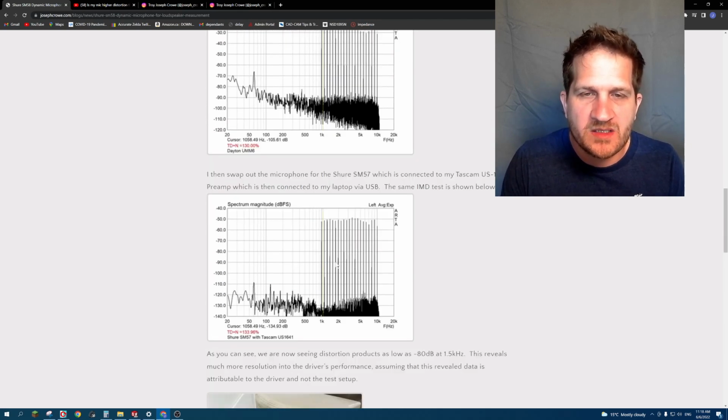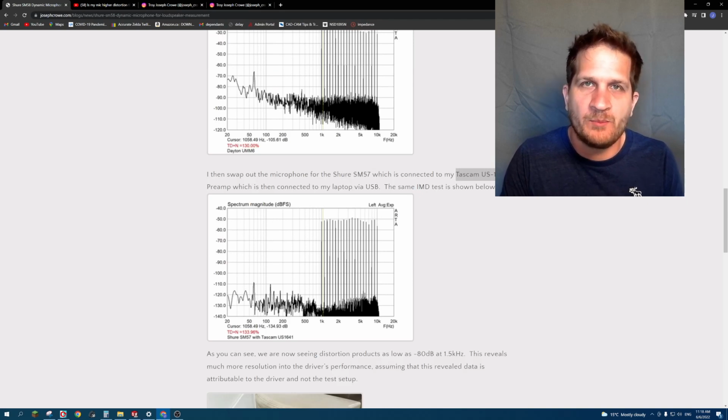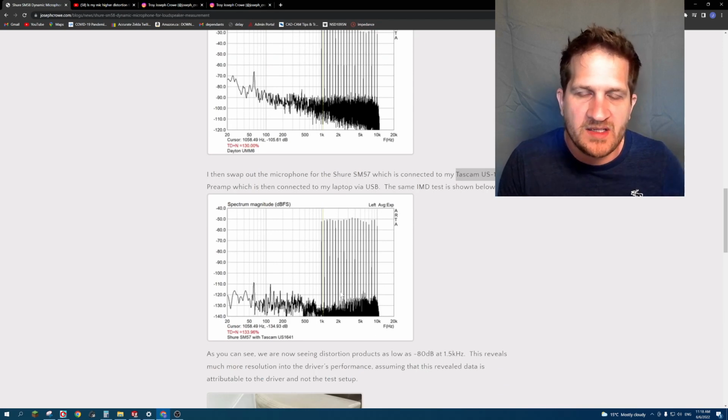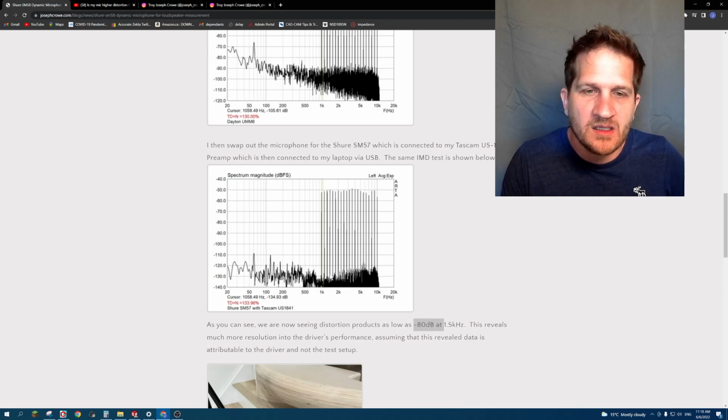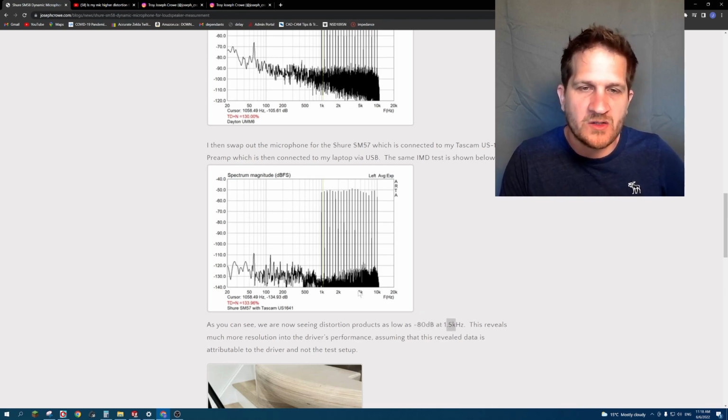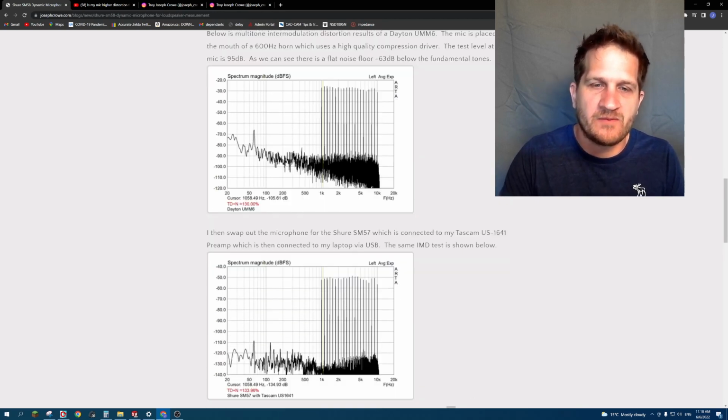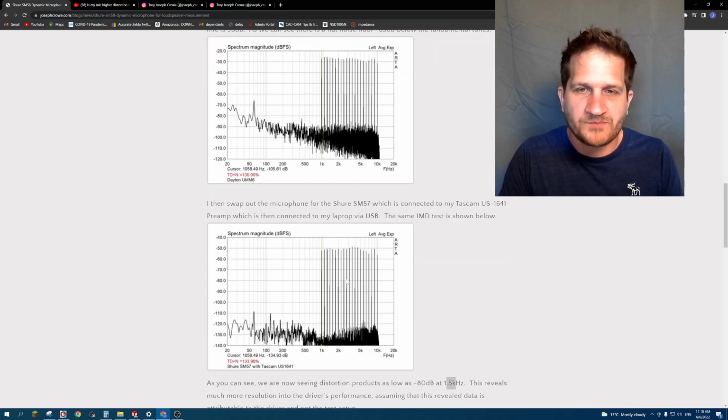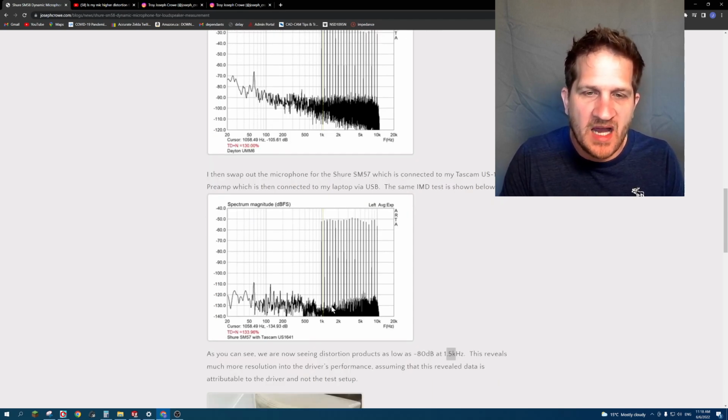When I switch to the Shure SM57 using a Tascam US1641 microphone preamp, you can see that in the exact same test setup, the noise is lowered by a significant amount. We're now at minus 80 dB at 1.5 kilohertz. So something is clearly different between the two microphones. The Shure SM57 is revealing the actual distortion profile of the driver under test. We can see that it's very low in the mid, and then as you move up into the treble, there's a little bit more noise created.